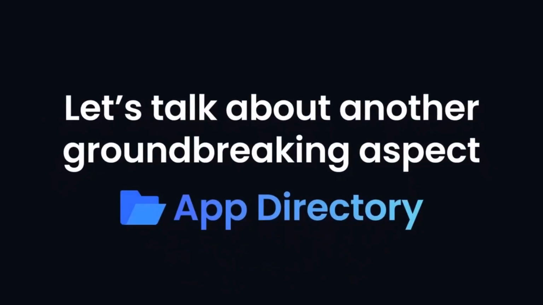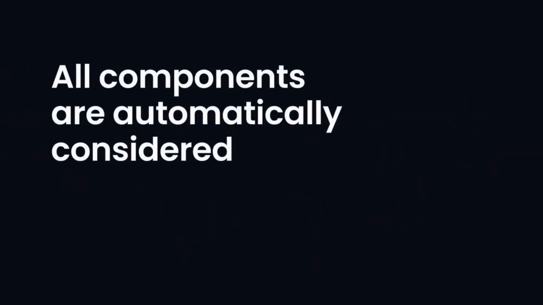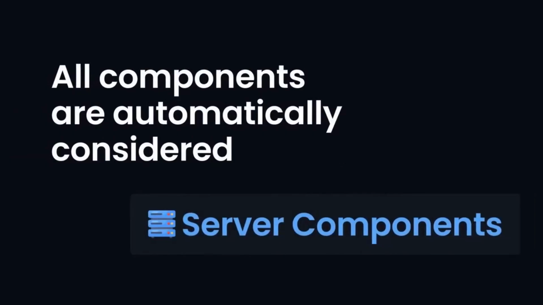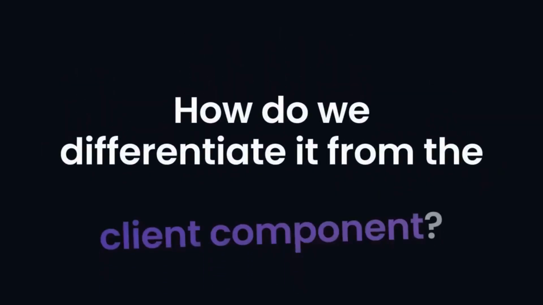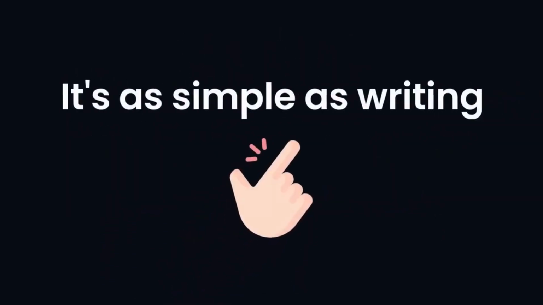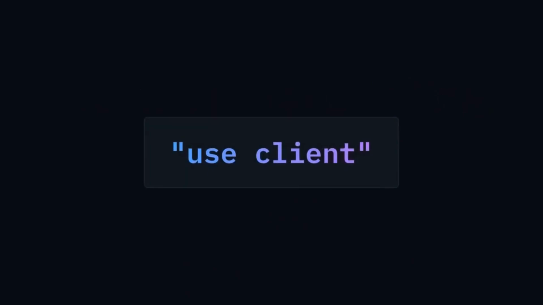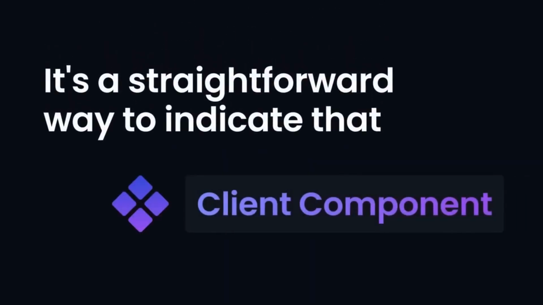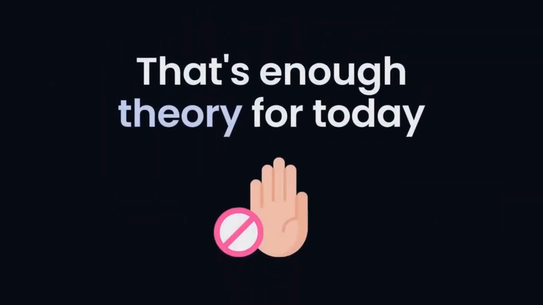That's it. Now, let's talk about another groundbreaking aspect of Next.js 13's app directory. And that is that all components are automatically considered server components by default. That's right. Every component is treated as a server component unless specified otherwise. So how do we differentiate it from the client component? Well, it's as simple as writing "use client" at the top of the component file. It's a really straightforward way to indicate that the component should be treated as a client component. Now, that's enough theory for today.